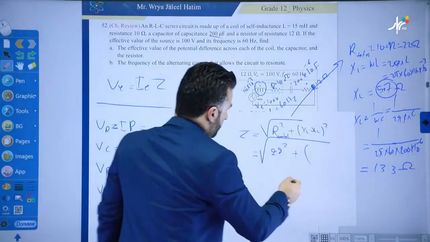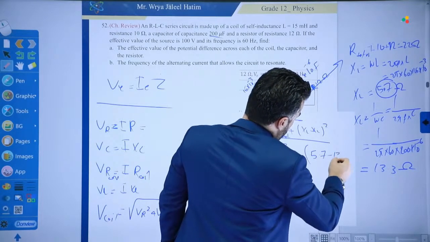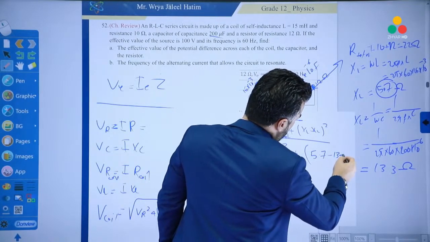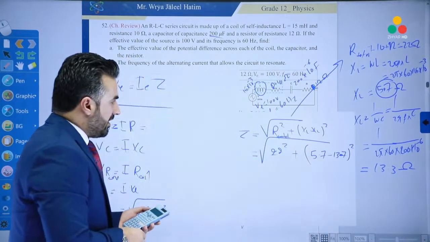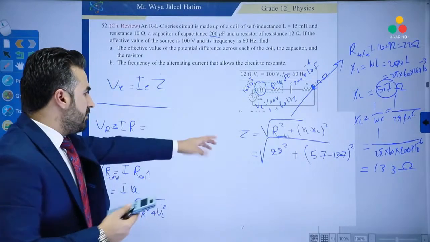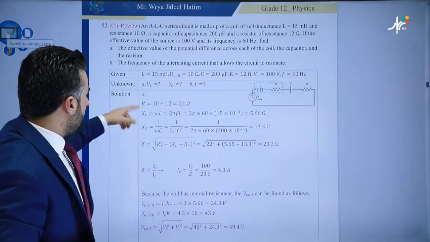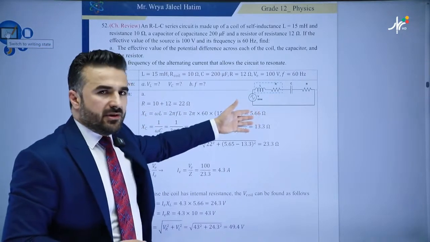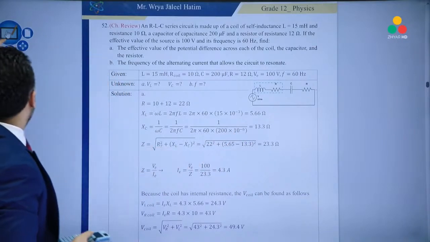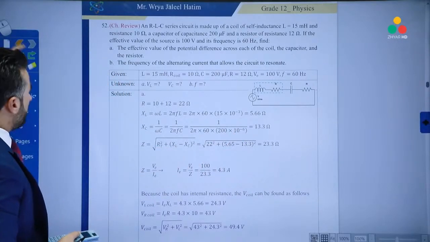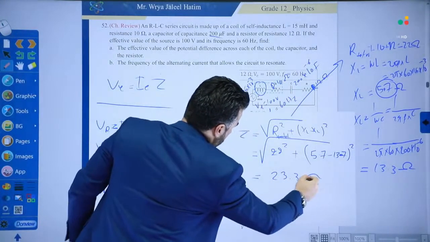So now we can plug in the numbers. This is 5.7 minus 13.7, the whole thing squared. You do the math and you'll find the answer. But instead of doing all this, let me just look at these numbers. XL was 5.7 by rounding, and this is 13.3. So Z is about 23.3 ohms.